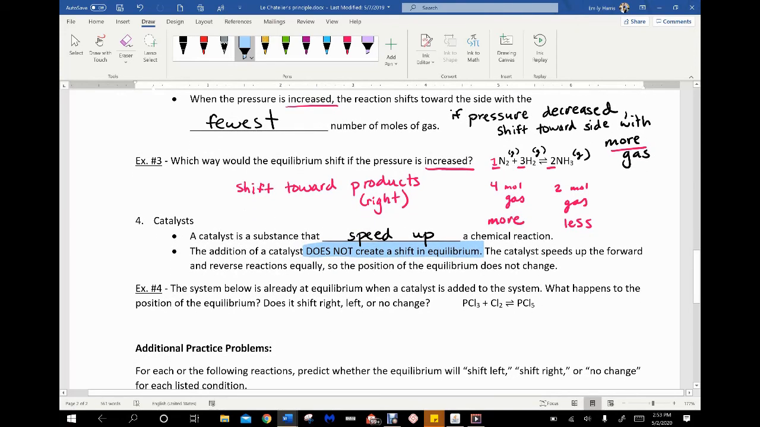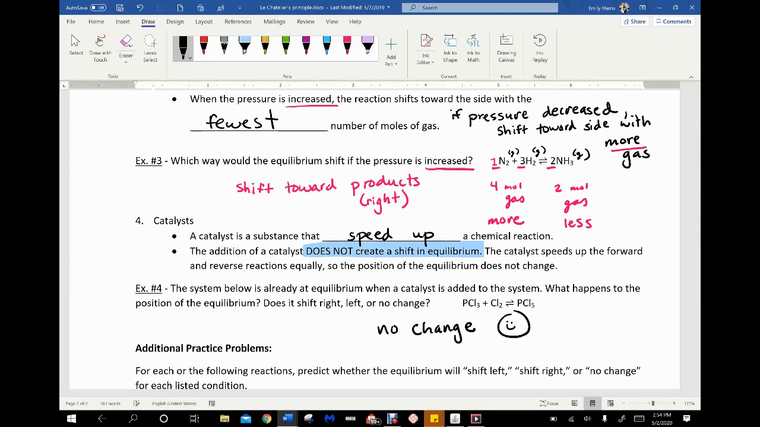So in our example here, it says the system below is already at equilibrium when a catalyst is added. What happens to the position of the equilibrium? Does it shift right, left, or no change? So here, there's no change in equilibrium because the only thing that's happening is the reaction is speeding up. So that's the nice thing about a catalyst.